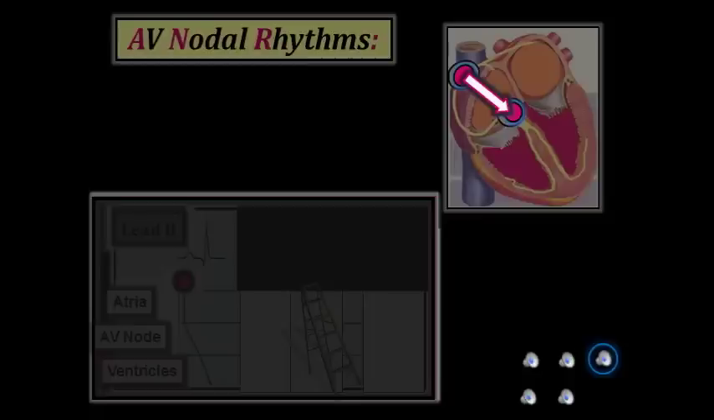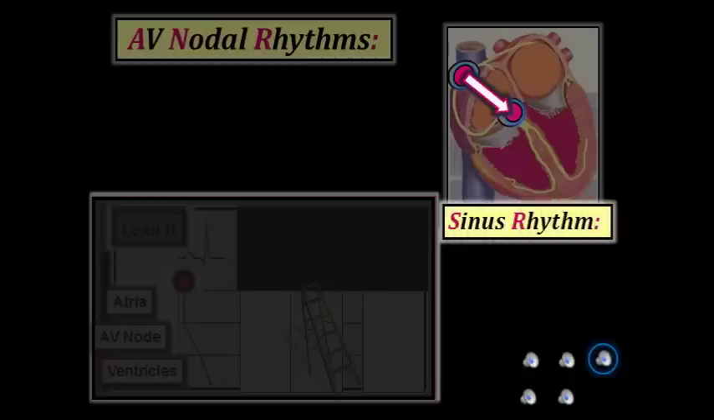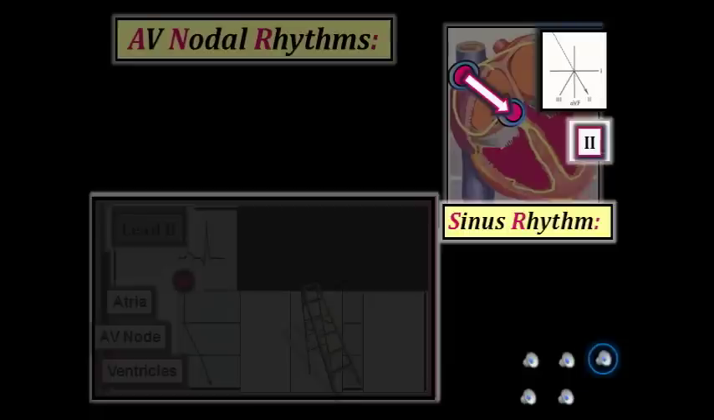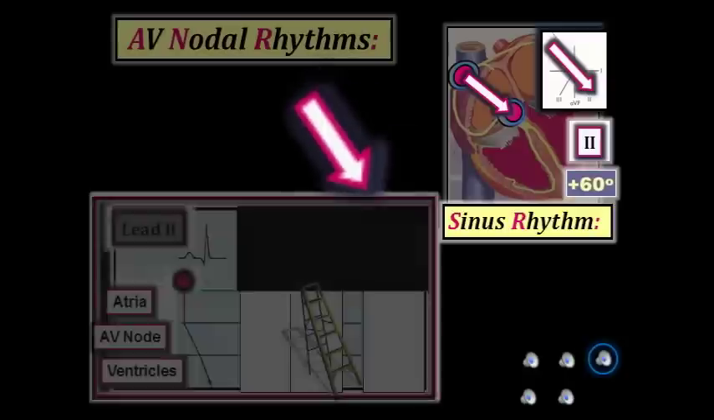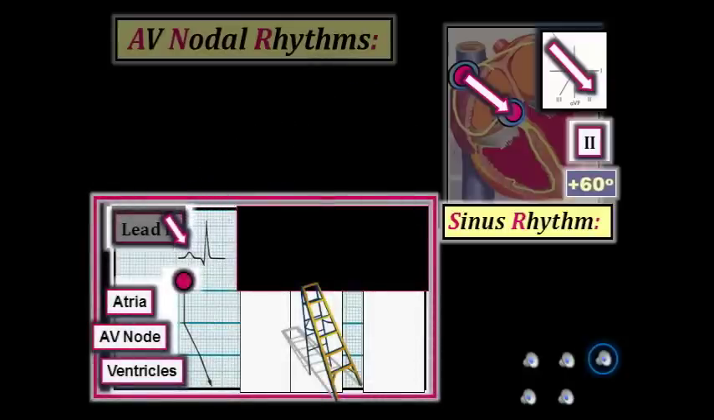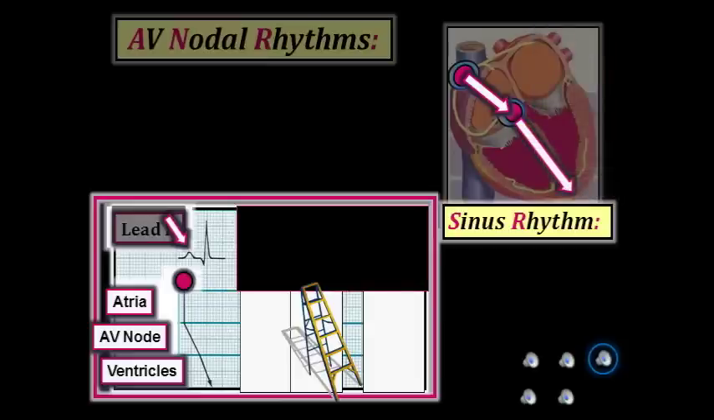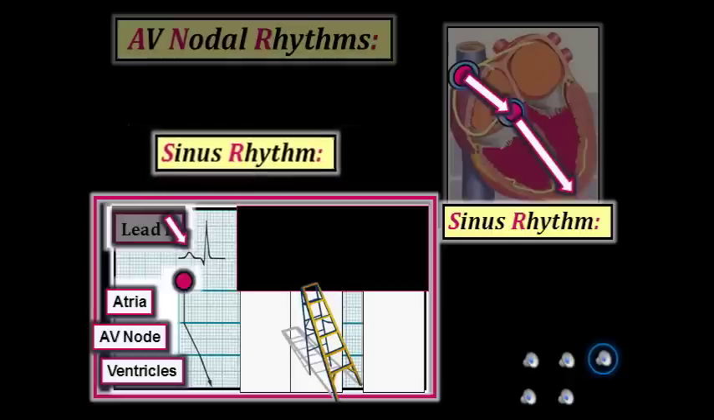The reason the P wave is upright in lead 2 with normal sinus rhythm is that the path of the impulse, as viewed from lead 2 at plus 60 degrees, is virtually parallel to the direction of depolarization from SA node to AV node. After arriving at the AV node, the impulse is then rapidly conducted through the ventricles. So normal sinus rhythm on a laddergram looks like this.